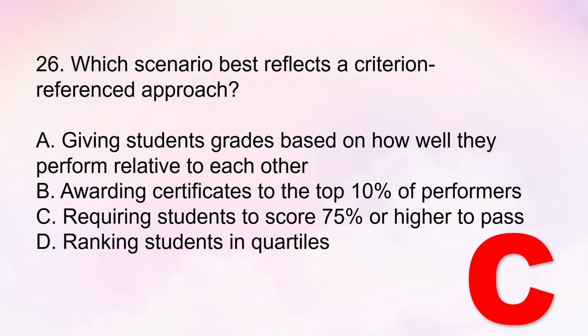Okay, the correct answer is letter C, requiring students to score 75% or higher to pass. Criterion reference compares performance to a fixed standard. That is why letter C is the best answer. For the rest of the choices, A, B, and D, these all reflect norm reference comparisons. Again, norm reference approach.